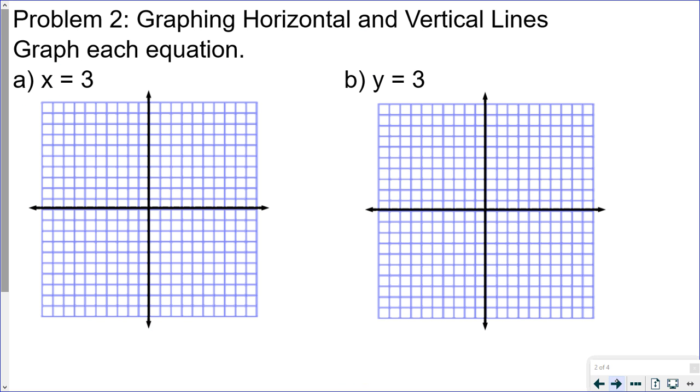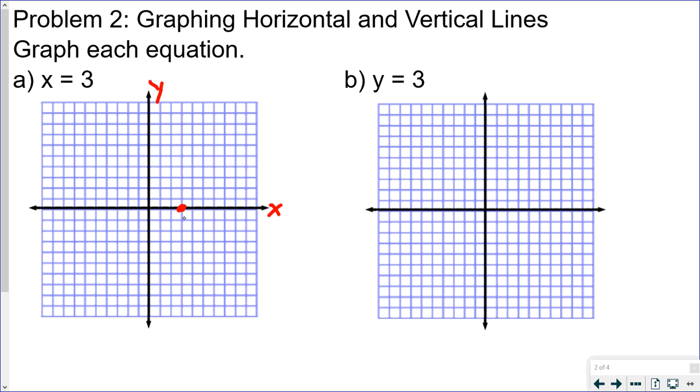So horizontal and vertical lines. So one of these equations graphs as a horizontal line, and one of them graphs as a vertical line. And here's how I remember this. So this first one says x equals 3. Let's put a dot there on the x-axis at 3. 1, 2, 3. That's right there.